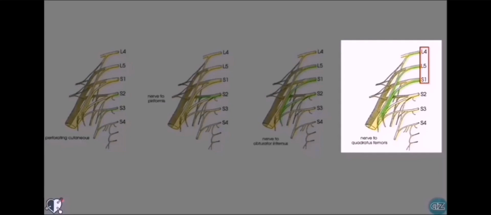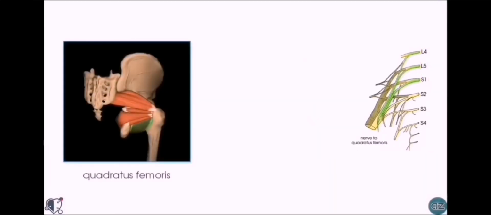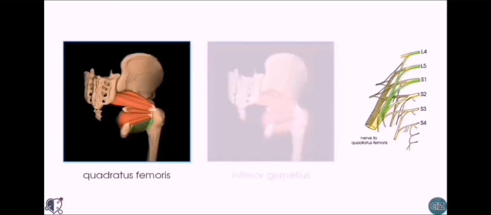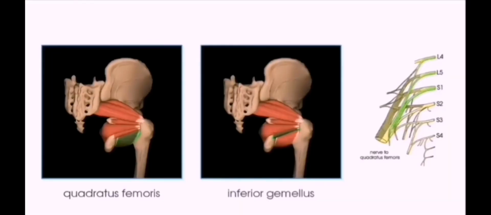The nerve to the quadratus femoris originates from L4 to S1 and leaves the pelvis via the greater sciatic foramen inferior to the piriformis muscle to innervate the quadratus femoris as well as the inferior gemellus muscle.